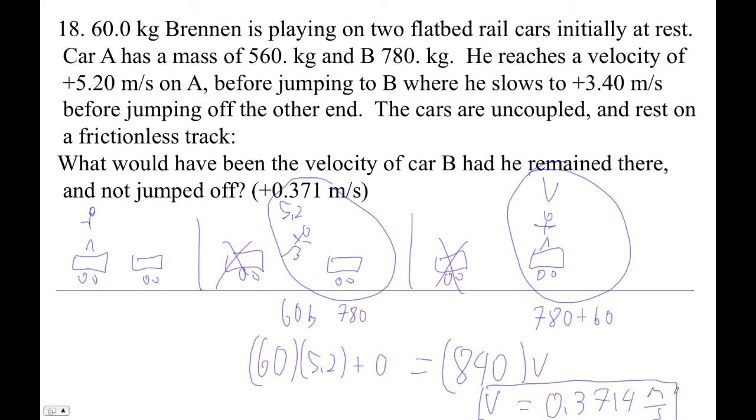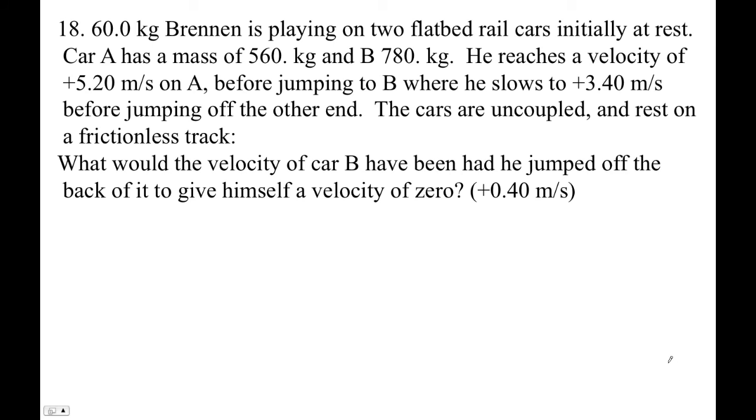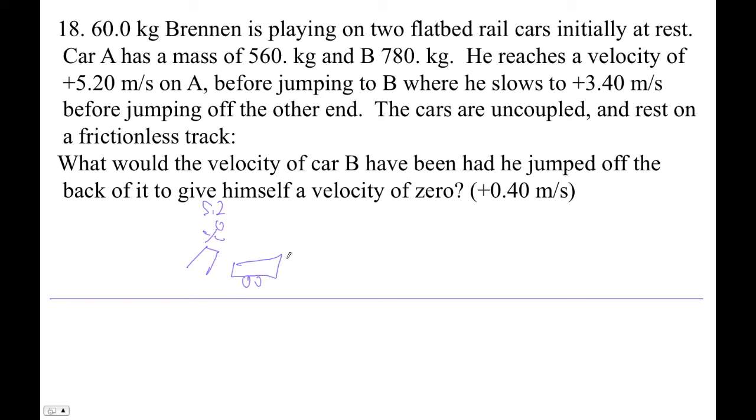What would have been the velocity? Is that the last one? Oh no, oh my gosh. What would have been the velocity of car B had he jumped off the back of it to give himself a velocity of 0? Okay, so again, let's draw a picture of him before he jumps on that cart. He's going 5.2, and this cart's going 0, and then after this, he jumps on it, and then he jumps. So he's on the second cart. Apparently it's going 0.3714, what we figured out in the last problem. And then he jumps off that cart so that he has 0 velocity.